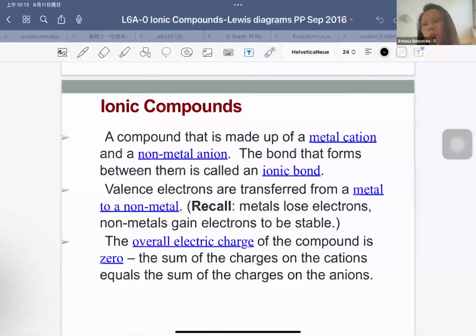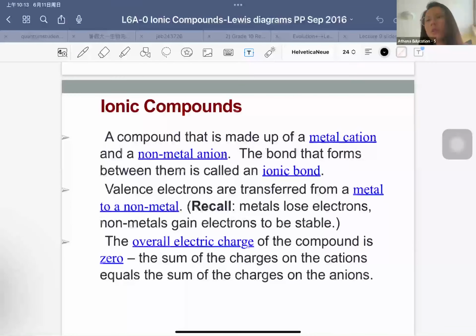The valence shell electrons are transferred from the metal to the non-metal. So here, remember metals, remember our periodic tables. You have all of your metals on the left side of the periodic table. And remember the numbers on top of the periodic table. There are numbers at the very top, which is the group number. Remember, the last digit of the number is how many valence shell electrons those elements have.